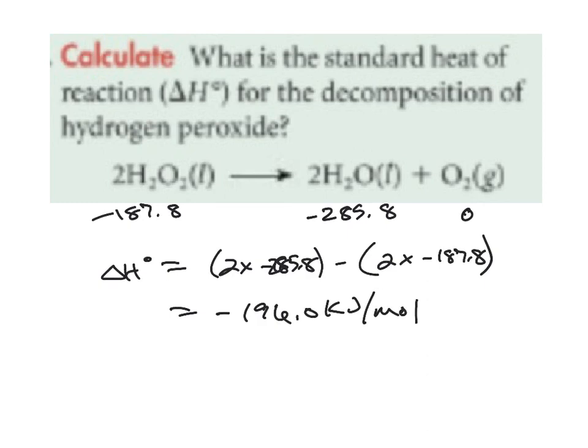And that's it. So the heats of formation are added together, and you take the sum of all of the products and you subtract the sum of all of the reactants. The total heat of formation, the total enthalpy change is the sum of the products minus the sum of the reactants.